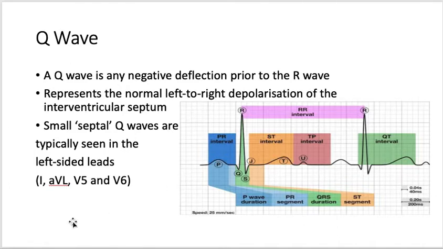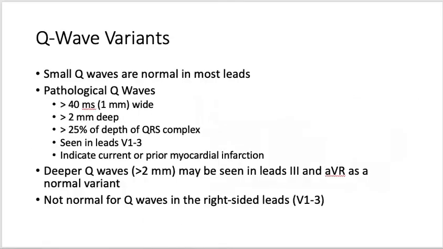They do have variants, and they can sometimes be pathological, which we'll go over in just a second. But generally, as I said, these septal Q waves are on the left-sided leads: I, aVL, V5, or V6. The Q wave variants, as we said, if small, can be normal in most leads. However, there are pathological Q waves, and the criteria are listed there: greater than 40 milliseconds wide, greater than 2 mm deep, greater than 25% of the QRS complex, or if they're seen in the right-sided precordial leads, V1 to V3.